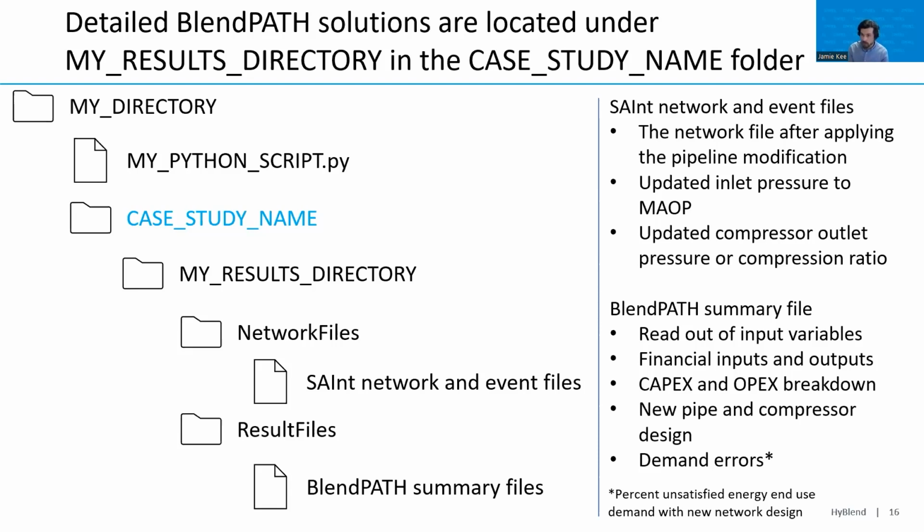In addition to that, we also print out a BlendPATH summary file. Within here is a readout of the input variables, the financial inputs and outputs, capital expense and operating expense breakdown, new pipe and compressor design, and then demand errors, where we're specifying demand errors as the percent unsatisfied energy end use demand within the network design. And this is just a validation check that the end use demand has been satisfied.